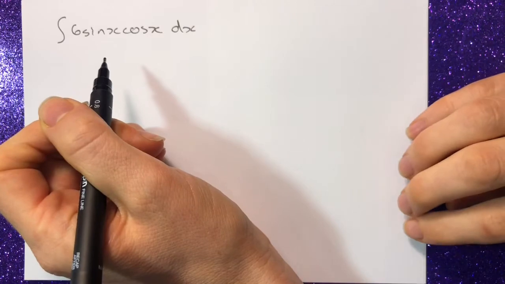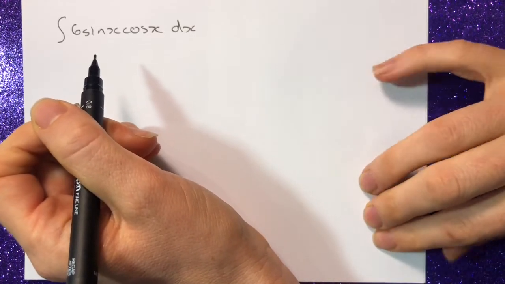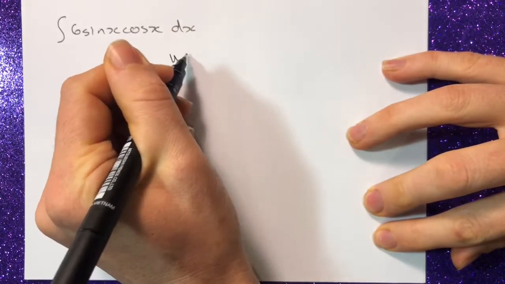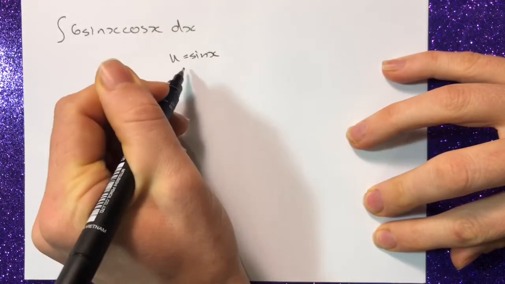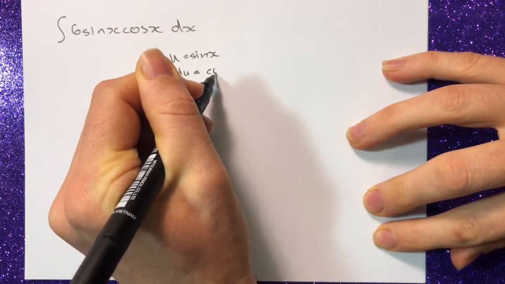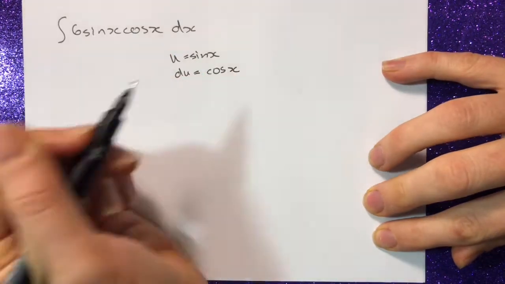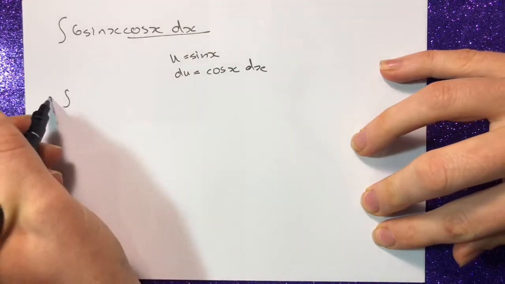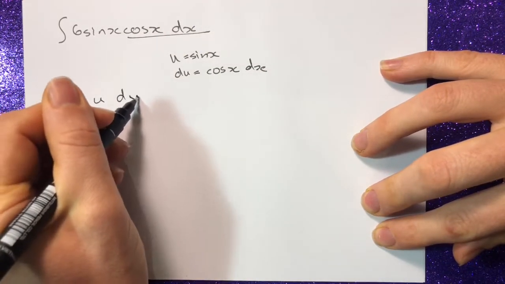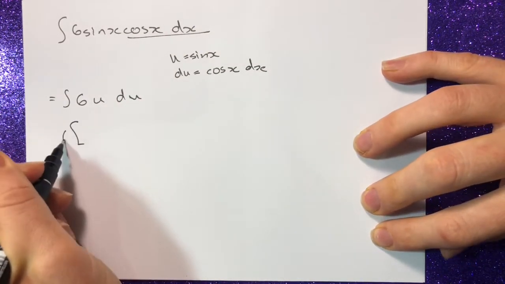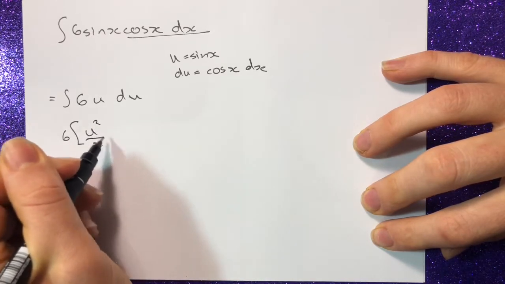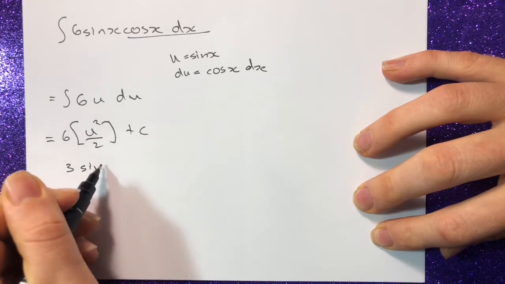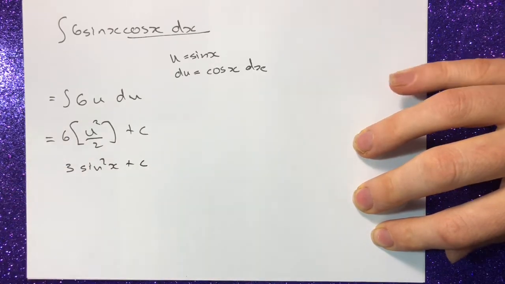I find this one really interesting because you can actually approach it either way. I'll do the reverse chain rule first. So u equals sine x. Wouldn't matter which one I picked. Du equals cos x. I like this one because I don't have to play with negatives. Cos x dx. There's my du swap. So that is the same as the integral of 6u du equals 6u squared on 2 plus c equals 3 sine squared x plus c.